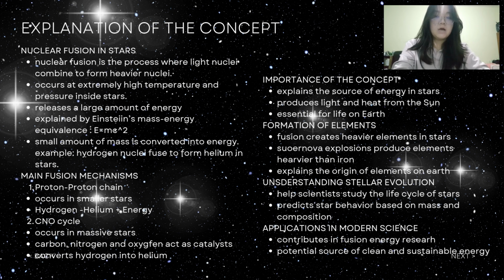CNO cycle. This occurs in massive stars. Carbon, nitrogen, and oxygen act as catalysts. This converts hydrogen into helium. Importance of the concept. It explains the source of energy in stars. This produces light and heat from the sun that is essential for life on Earth.